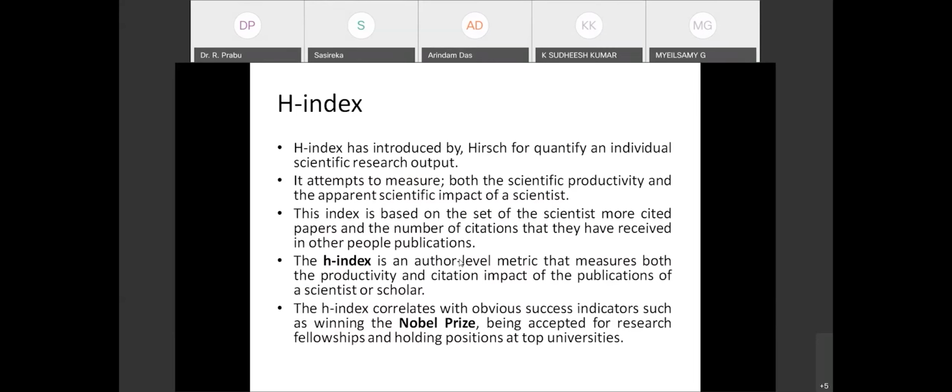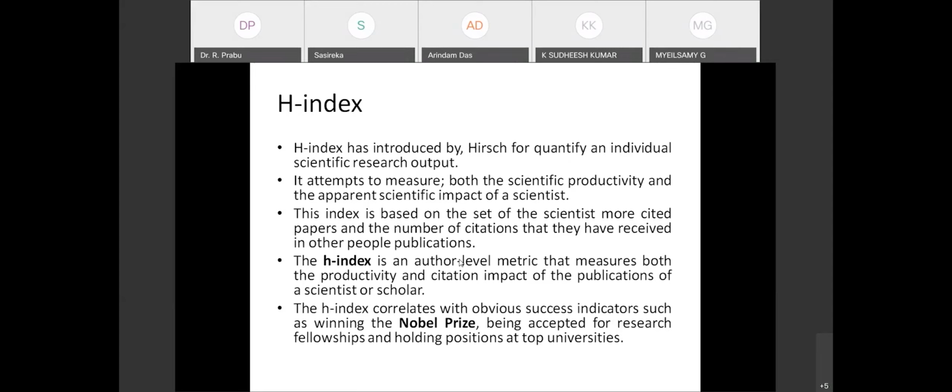The H index correlates with obvious success indicators such as winning the Nobel Prize, being accepted for research fellowships, and holding positions at top universities. So the H index will be assigned to a particular author.